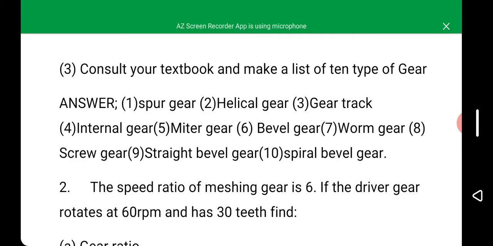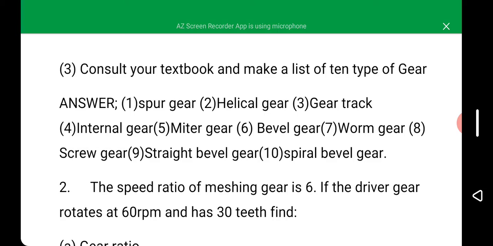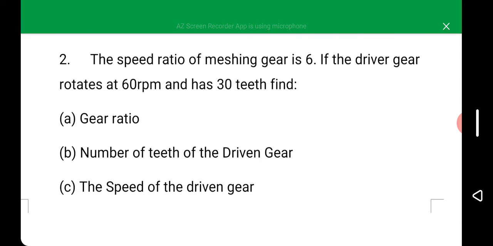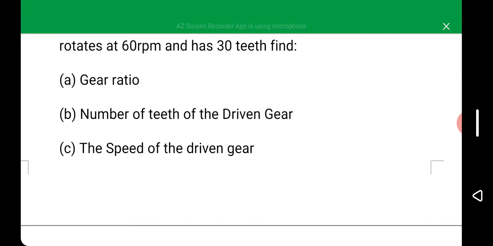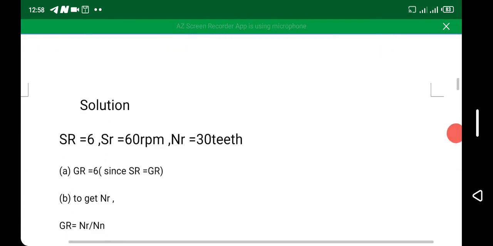Now the speed ratio of a mesh gear, this is the calculation part. The speed ratio of the mesh gear is 6. If the driver gear rotates at 60 revolutions per minute and has 30 teeth, find the gear ratio, the number of teeth of the driven gear, and the speed of the driven gear. This is the solution to the question.